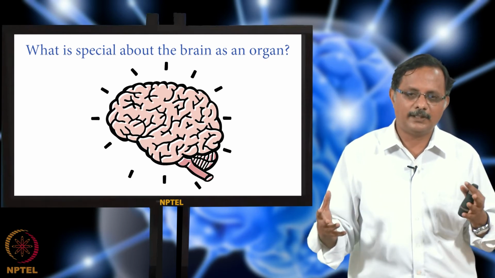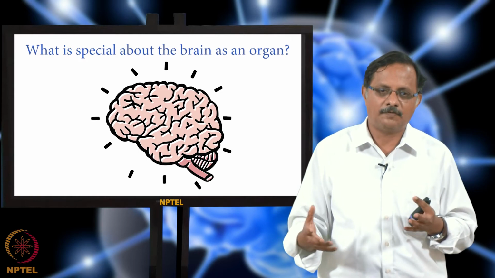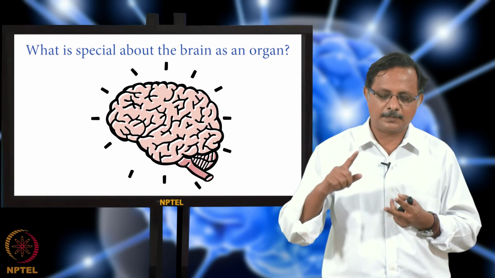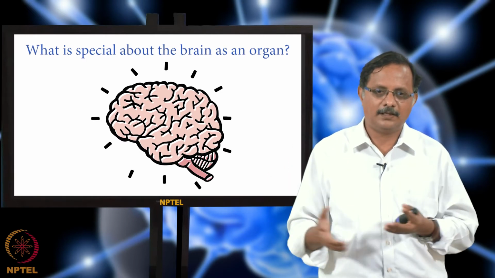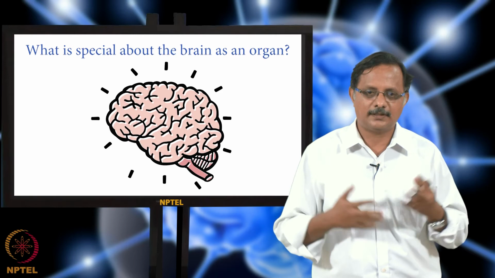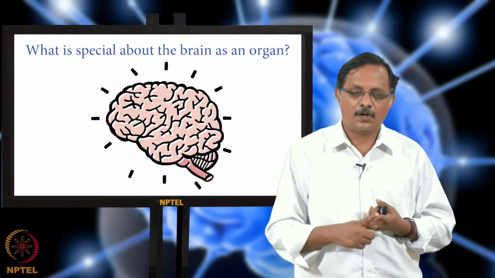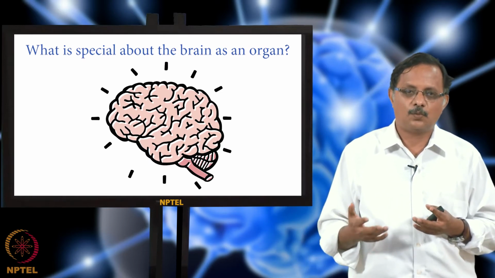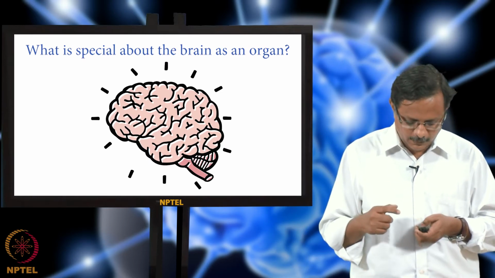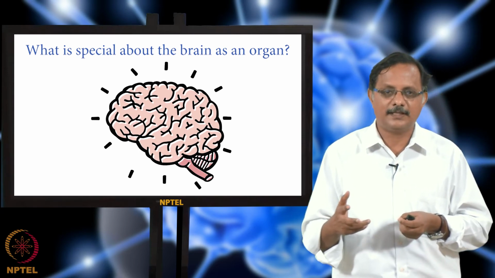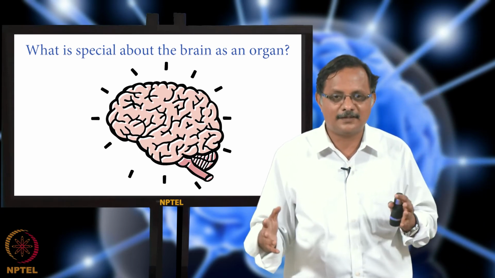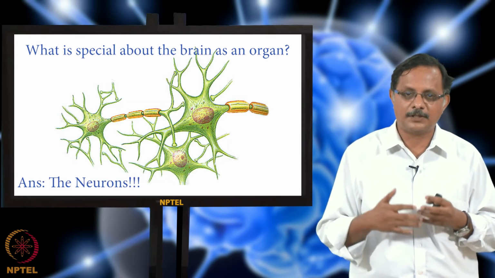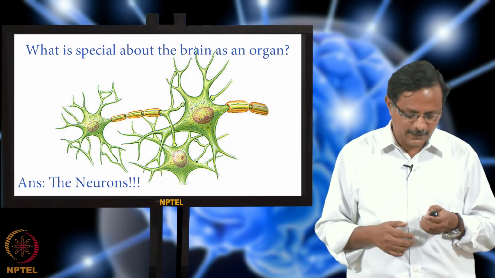Now any cell in the body has the standard infrastructure: it has a nucleus, it has organelles like Golgi bodies and endoplasmic reticulum, and then it has a cell membrane and lipid bilayer, and there is a nucleolus and all these things. So whether it is a neuron or a cardiac cell or a skin cell, they all have the same structures internally. So what is special about the brain? Because you don't say the pancreas is intelligent or the heart is intelligent, you say the brain is intelligent. What is the reason? Well, the simple answer is the neurons. There is something special about the neurons, and that is what makes the brain special.